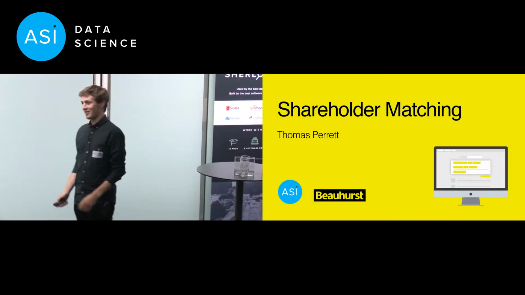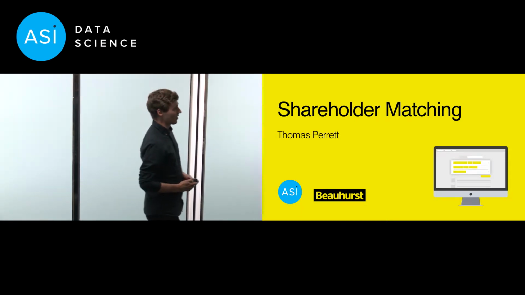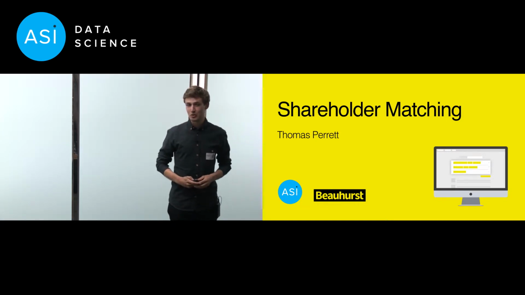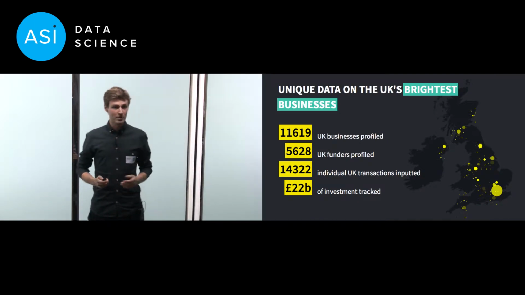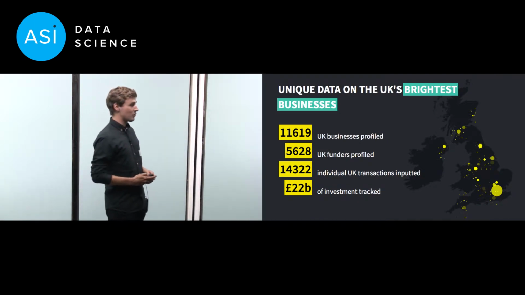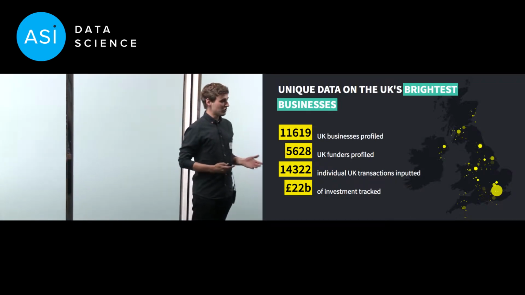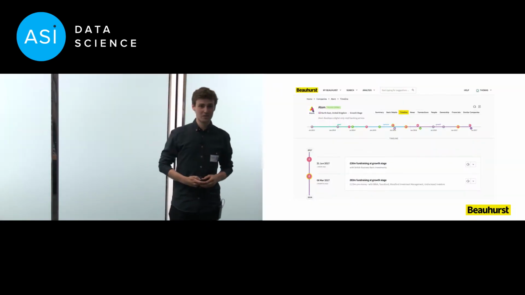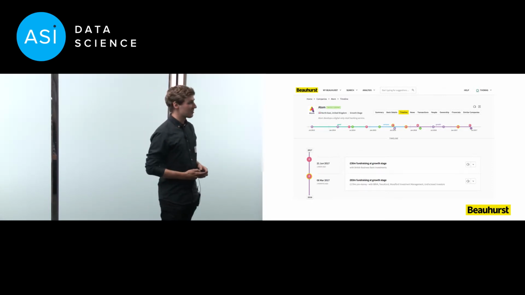Good afternoon, everyone. My name is Tom Perrett, and for my fellowship project, I've been working with Bohurst, a company that tracks startups and investors in the UK. Bohurst has a database of over 11,000 companies and has tracked over £22 billion worth of investment. For each company, you can go on the Bohurst platform and see a variety of information about it. You can see a timeline of its history, you can see financial information, and you can also see a list of shareholders.